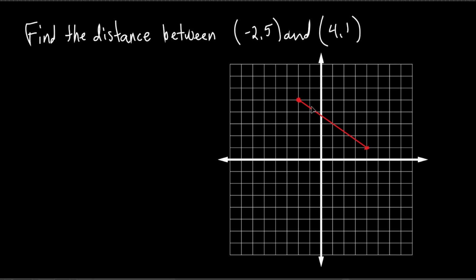Can I just count? 1, 2. No, you can't, because see how it goes in between those grids right there? You can't really count accurately how long this thing is just by counting. What if it was just straight across or straight up and down? Could you count? Yeah, absolutely you could.